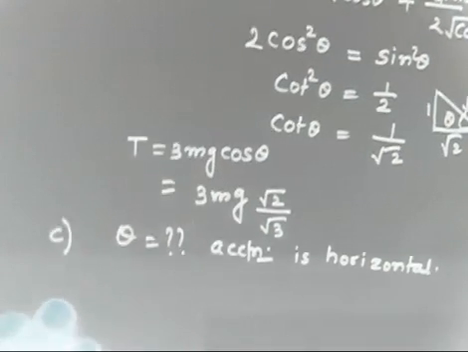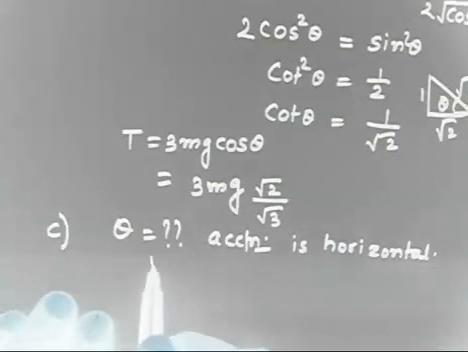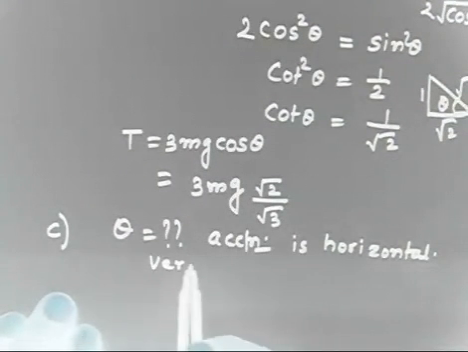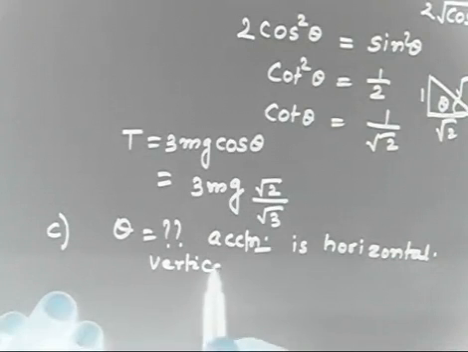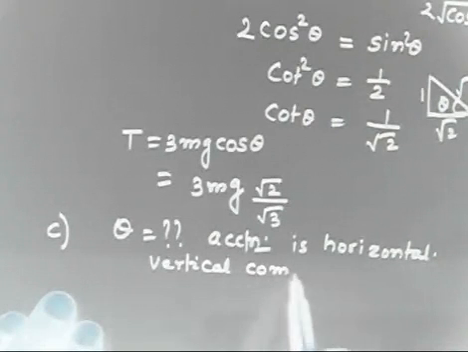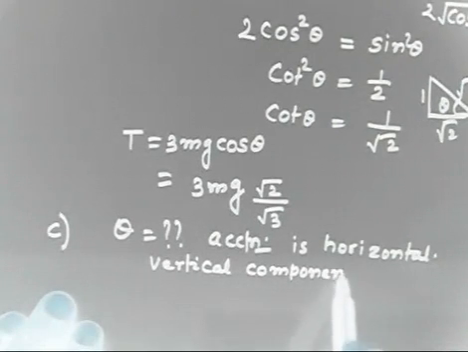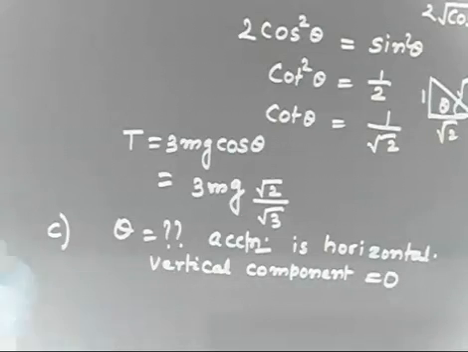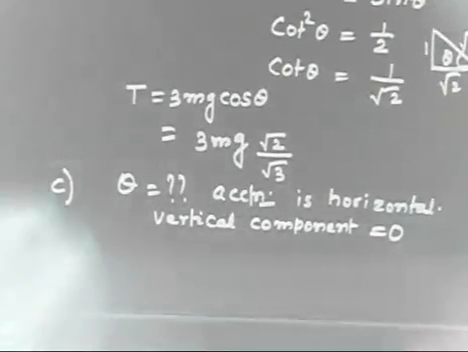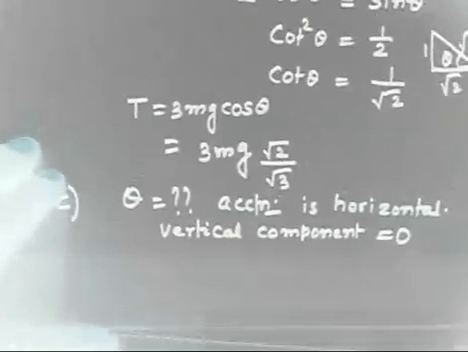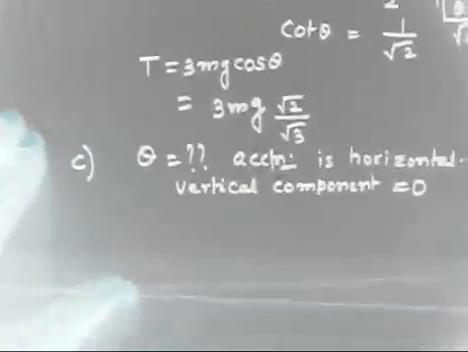So if the acceleration is horizontal, this means what? The vertical component of acceleration is 0. So total acceleration is horizontal. This means the vertical component is 0. So what is the vertical component? If this is moving, I have to take one more page. So let us go fast.